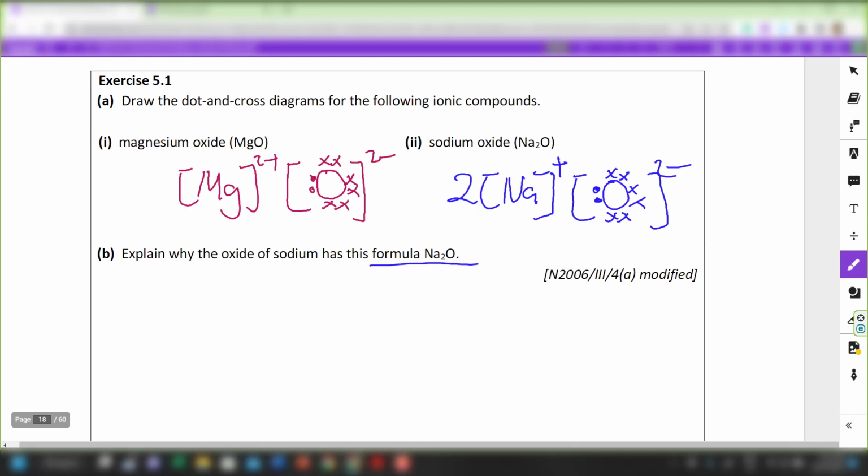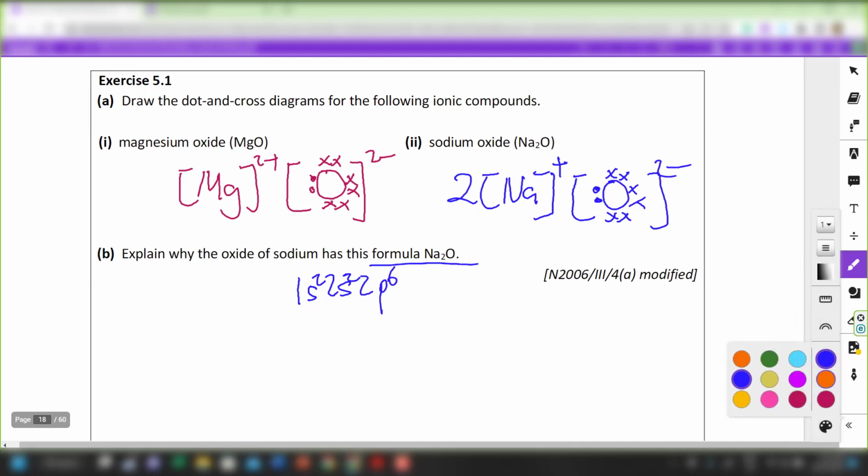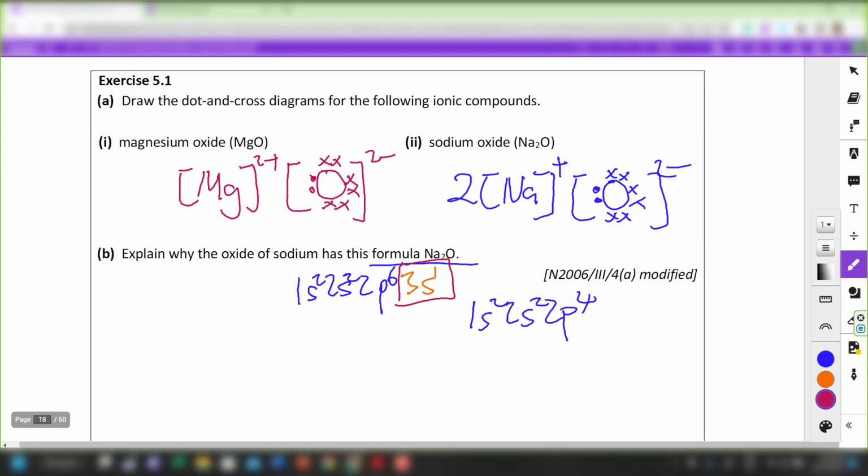So we can look at electronic configuration. For sodium it is 1s2, 2s2, 2p6, and then I'm just going to write out in orange 3s1. For oxygen it is 1s2, 2s2, 2p4. So how many electrons does sodium need to lose in order to gain the octet configuration? It's only required to lose the electron in the 3s orbital. But for oxygen, it needs to gain 2 electrons in its 2p orbitals.